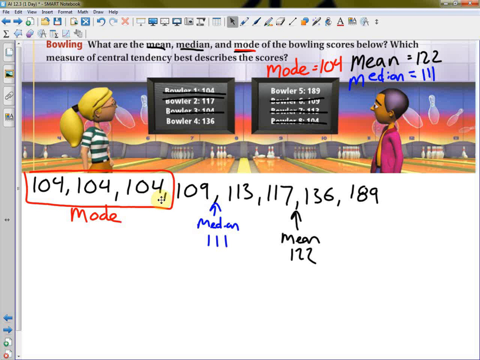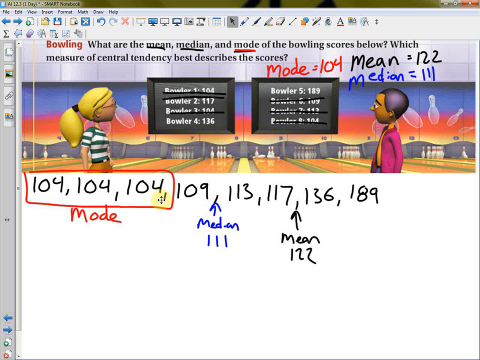Now the last part is they say, which measure of central tendency best describes those scores? Well, I don't think mode describes these scores very well. It's the 3 lowest scores, and if we present that as our central tendency, it presents these numbers as pretty low. And in the same sense, mean doesn't represent these numbers too well either, because it's 122, which is a little too high. Looks like median best represents these numbers, because I think 111 is about where these numbers come through.